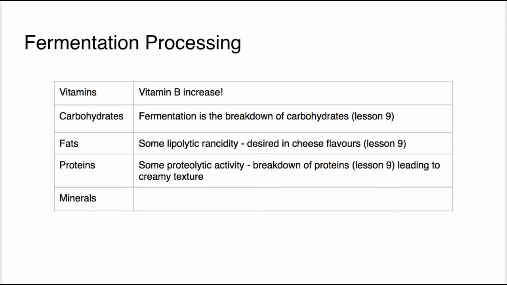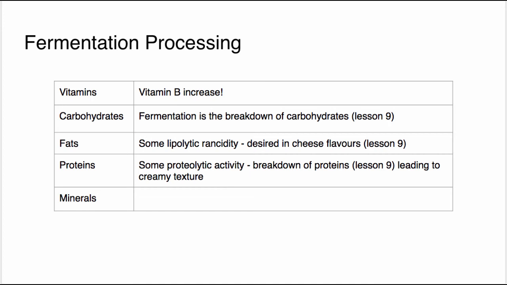So during fermentation, you can see an increase in vitamin B. As we know, the definition of fermentation is actually a breakdown of carbohydrates. That is how we define it. So we do see a change in carbohydrates, but not net overall. We talked about in Lesson 9 that there can be lipolytic rancidity, but these are actually desired in certain cheese flavors. So those lipases are breaking down the lipids and creating all these different flavors that are actually desirable.